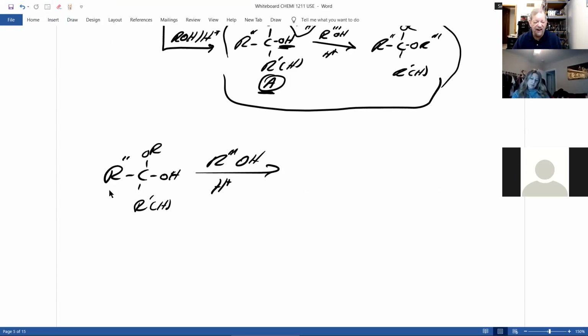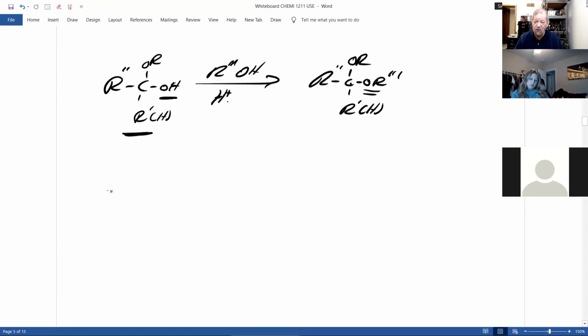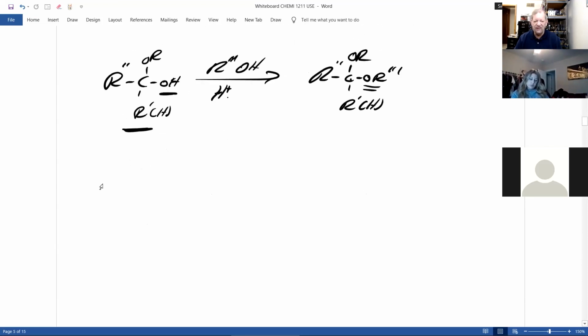And now if we take our hemiacetal or hemiketal, react it with a mole of a different alcohol and acid catalyst, you'll replace this with this. Everything else on that carbon stays the same. Well, the question is, so what? Well, let's take a look at this.